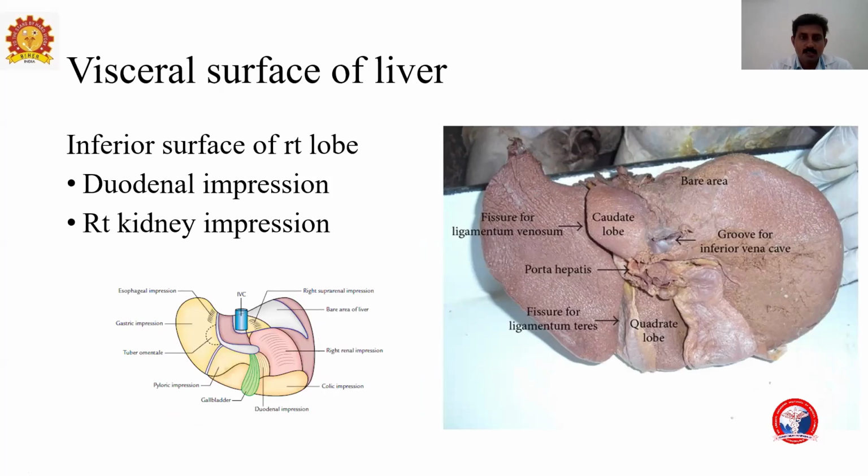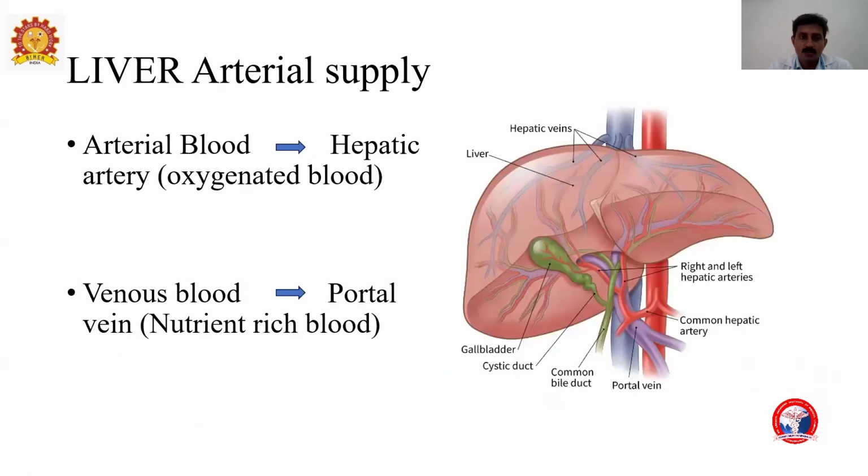This we have seen in the previous slide itself, duodenal impression and right kidney impression. Okay. So we have seen the relationship of what are the parts. We have seen the diaphragmatic surface relation and the relations related to the visceral surface. Now we are moving on to the final part of the discussion.